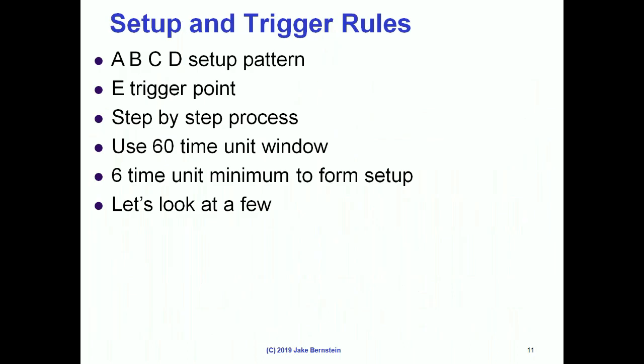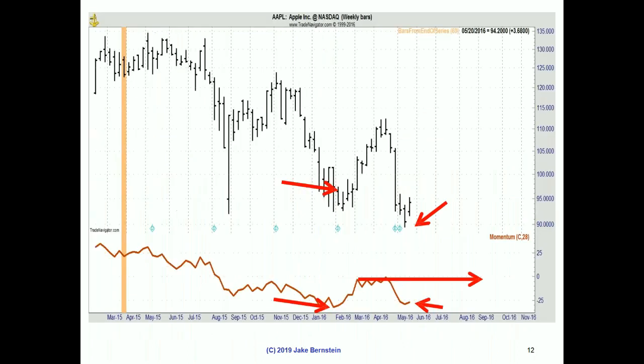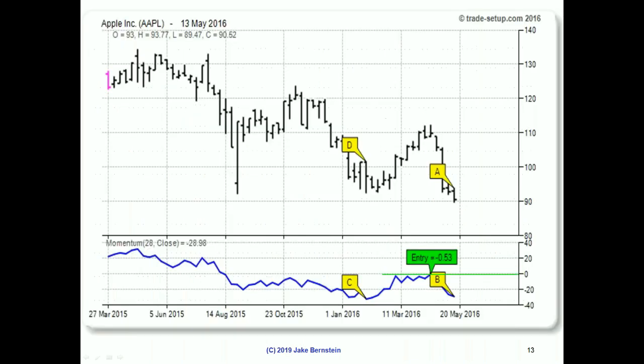Let's look at another one. Here's again the trigger rules. Similar situation, A, B, C, D, and E. This was the point right here, and trigger. Let's look at another one.